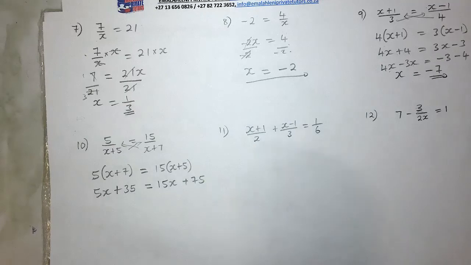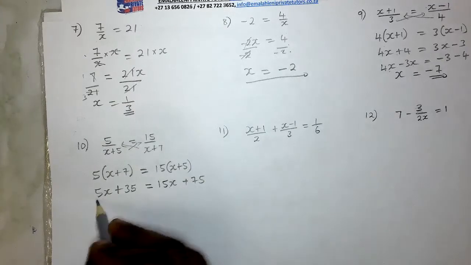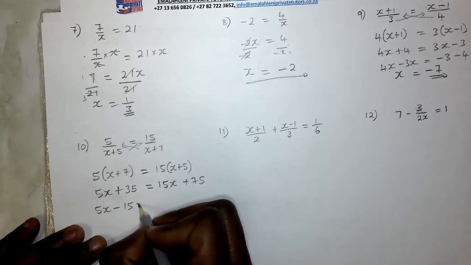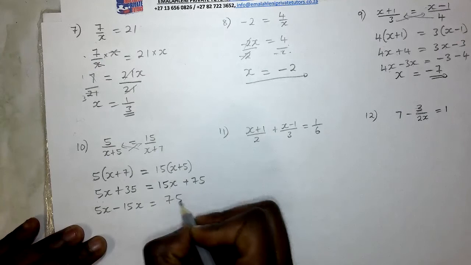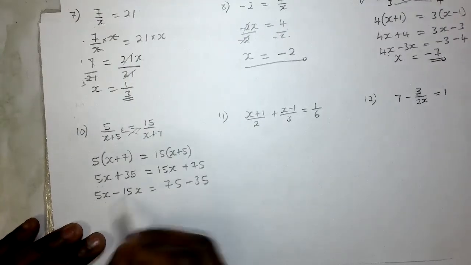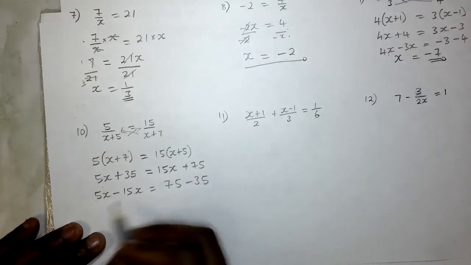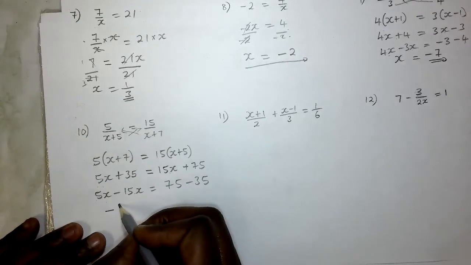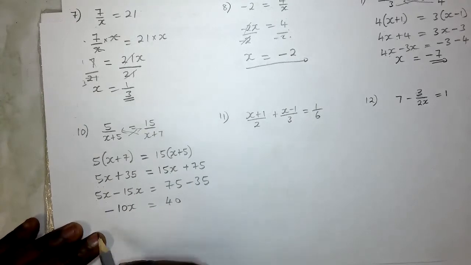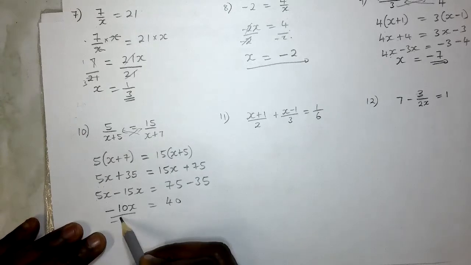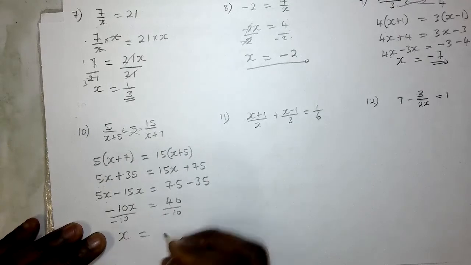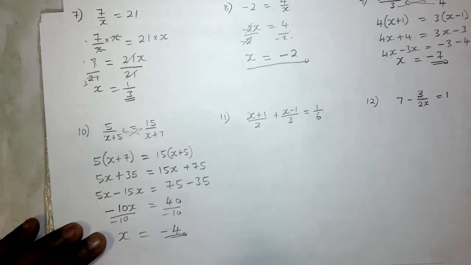Then what do we get here? We take our x this side. 5x minus 15x is going to be 75 minus 35. Then here now, what do we have? We're going to get negative 10x is going to be equal to 40. Then what do we do now? We're going to divide both sides by negative 10. Because of our negative here, x is going to give us negative 4. That becomes our answer.